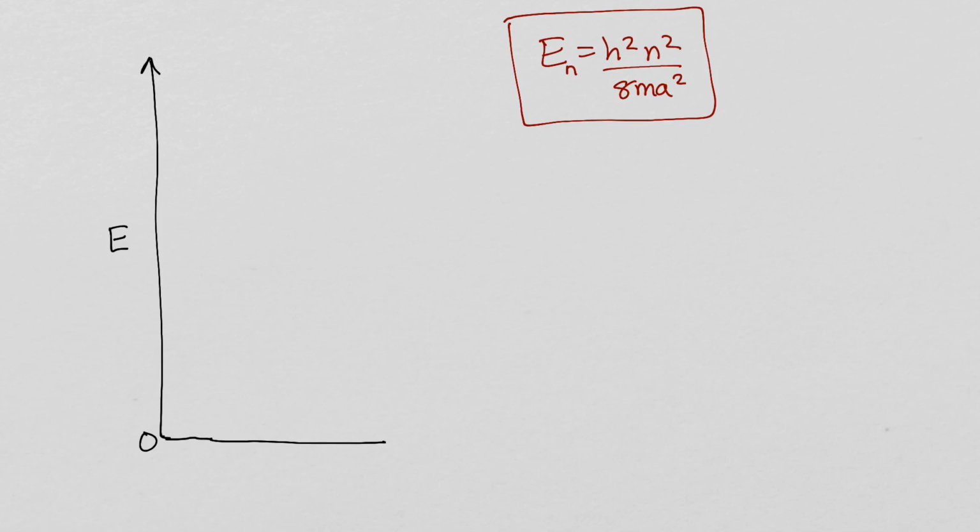Let's look a little bit closer at our energy levels for the particle in a box problem. We have our energy expression, our quantized energy levels for the particle in a box. The first thing we want to think about is what's our minimum energy level?